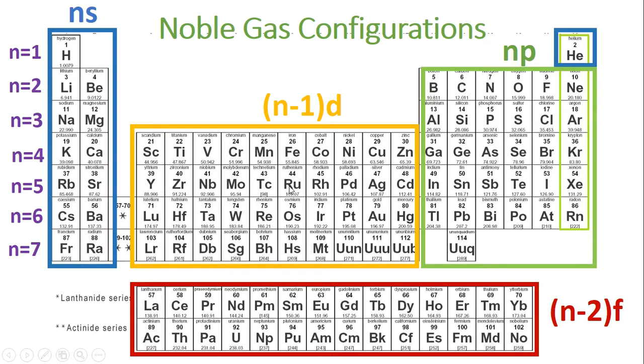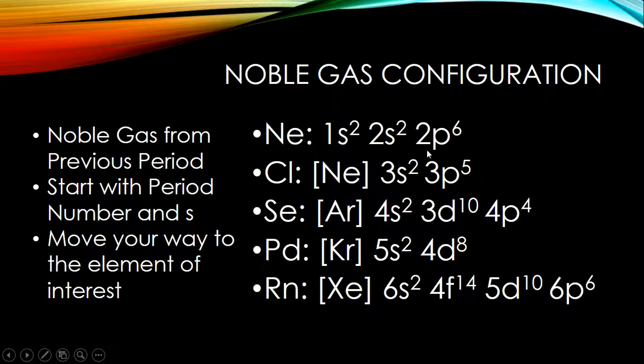Chlorine, if we were going to do chlorine, so chlorine is here. We take the noble gas from the previous row, so that's neon. So we're going to say it's neon, plus, we're in row 3, so 3s2, and then row 3, 3p, 1, 2, 3, 4, 5. So chlorine is neon, 3s2, 3p5.